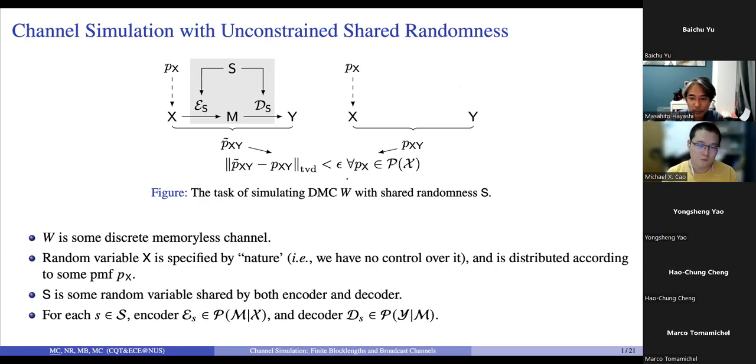Okay, so the problem setup is we consider the problem of simulating a target channel, say W, with the assistance of shared randomness, as in this diagram. S is the shared randomness, and you have encoder ES and decoder DS, and you map the input to a certain message, and then you decode it. The target is to have this effective joint distribution be epsilon close to a certain distribution derived from the specific channel W. However, PX is not controlled by you, and what you want is this to be small in terms of total variation distance for all input distributions.